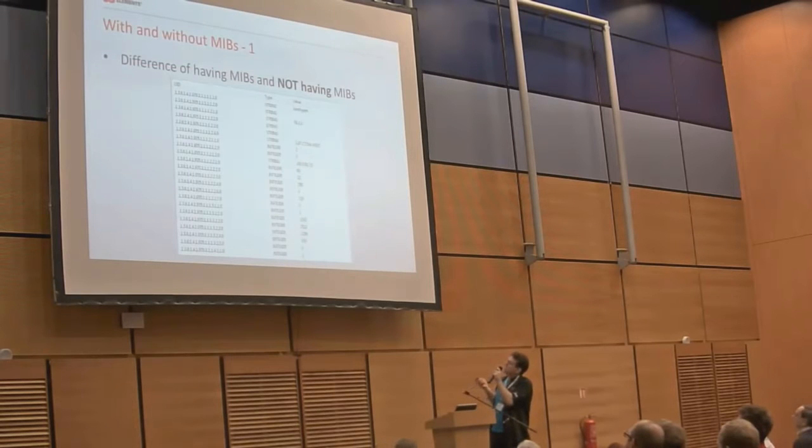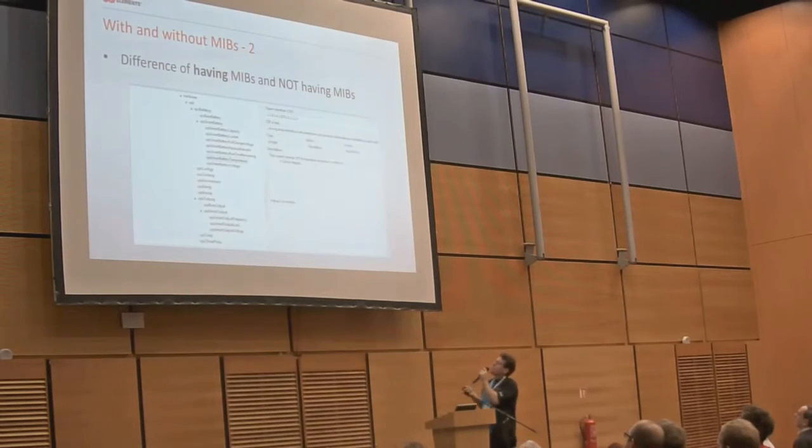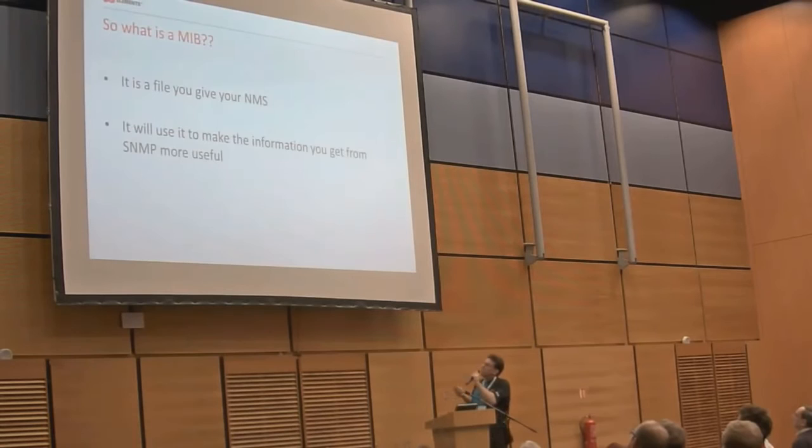So this is how it looks without MIBs, and this is how it actually looks with MIBs. This is a big difference because we can now see that those numbers that we had before are actually a UPS exposing some data to us. And for example, we can see that this number that was there before, that we didn't have a clue what it was, is actually UPS battery temperature given in tenths of a Celsius degree. So all this information is pulled from a MIB. That's why I said that basically you give MIBs to your NMS and they make the information you get from SNMP more useful by giving you context and details about the data that's exposed over SNMP.